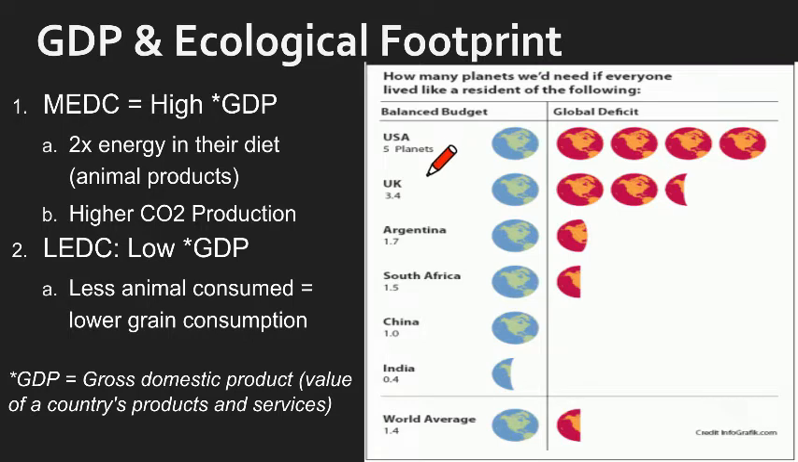But still an MEDC nation, right? UK, MEDC nation, we're talking about 3.4 planets if everyone lived like they did. Argentina is down to 1.7, still an MEDC nation here. South Africa down to 1.5. China is living at about 1 planet. India is at 0.4. This is, remember, resources per person. The world average is about 1.4 overall. So when we talk about ecological footprints, it really comes down to resource consumption per person. Those affluence numbers are a really huge thing.